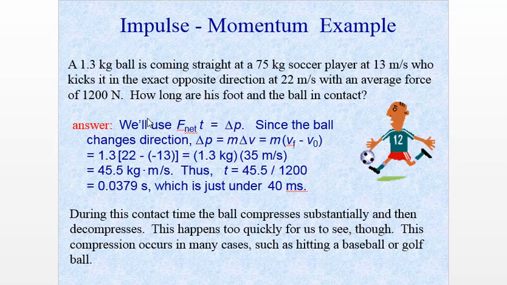We can use this equation. Since the ball changes direction, we can use delta p equal to m times delta v, and then we can calculate with this equation, and the result is 0.0379 seconds. This is the time his foot and the ball are in contact. During this contact time, the ball compresses substantially and then decompresses.